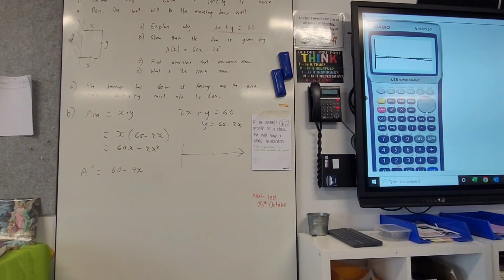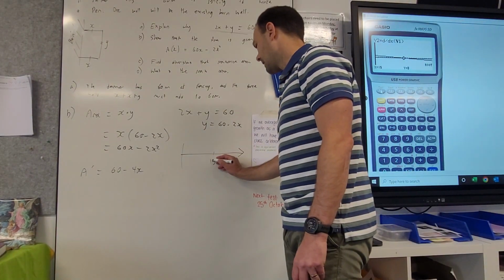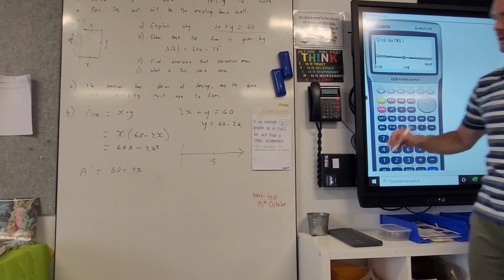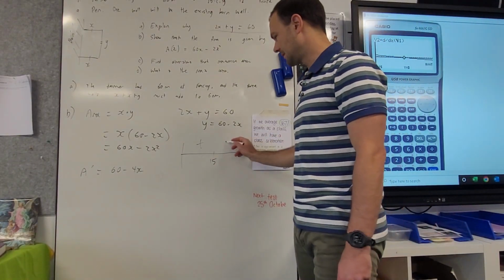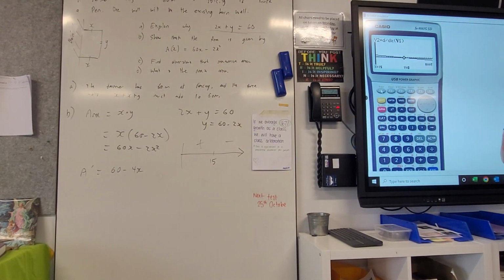We can g-solve that root. What do you think it's going to be? 15. And we can see it is above the x-axis and then it is below the x-axis. So we go from positive to negative. This means we have a local max at x is 15.